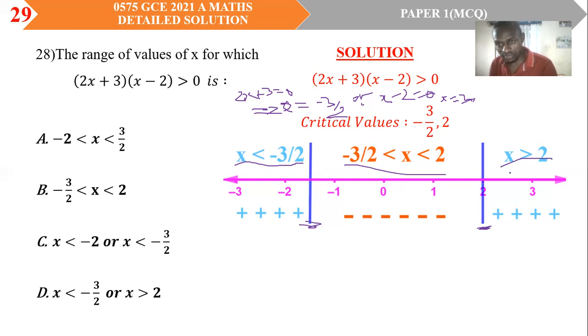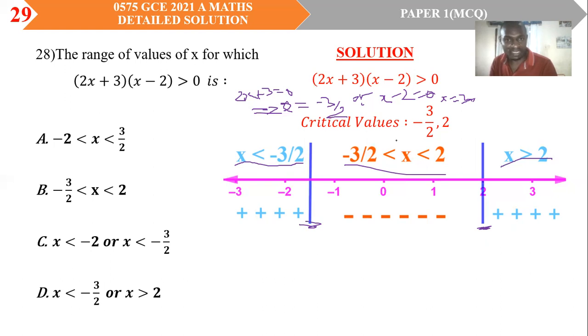In this region, we take x as 3. 2 times 3 is 6, plus 3 is 9, which is a positive number. 3 minus 2 is 1, which is a positive number. 9 times 1 we have 9. So the product is positive. That's why we have positive values here.